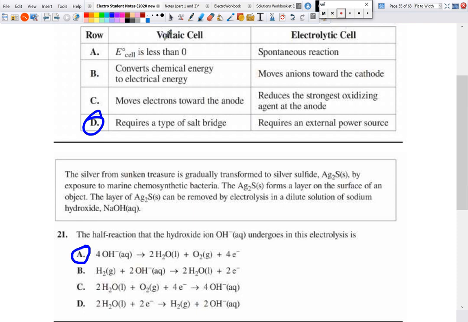So for the voltaic cell, the only thing that's true here, it requires a type of salt bridge, and electrolytic cells require an external power source. So this right here is false. Converts chemical energy into electron. That's true for B, but moves anions towards the cathode. Nope, anions go towards the anode, not the cathode. So it's just a matter of kind of figuring out which one's true and which one's false, and doing that.